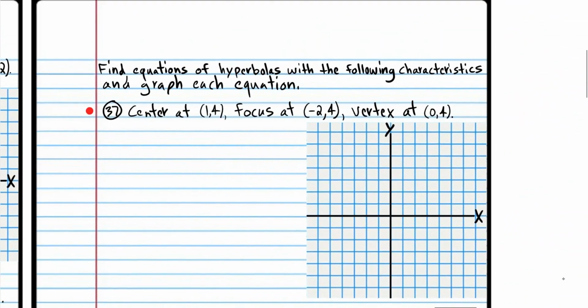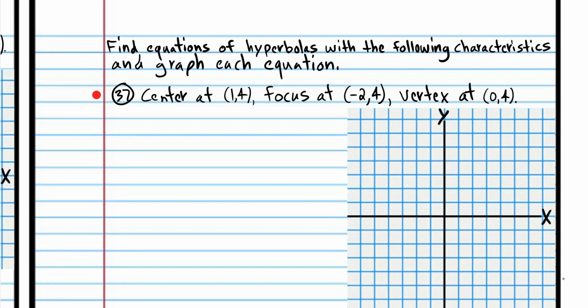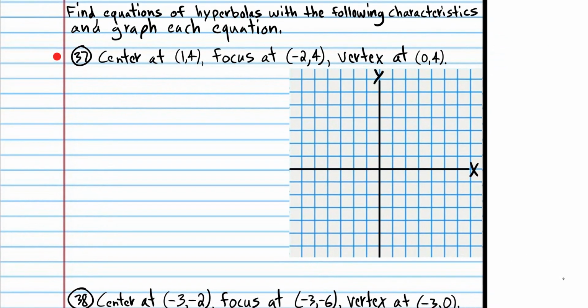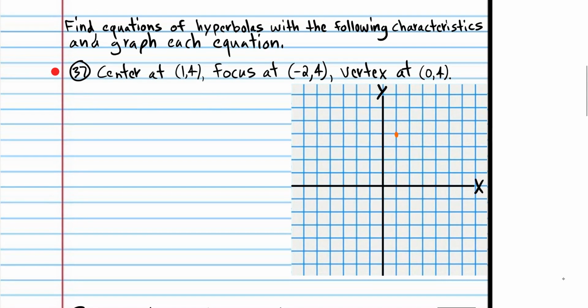Okay, so now we're going to move to hyperbolas. It says find equations of hyperbolas with the following characteristics and graph each equation. So the center is 1, 4, and the focus is negative 2, 4, and there's a vertex at 0, 4.